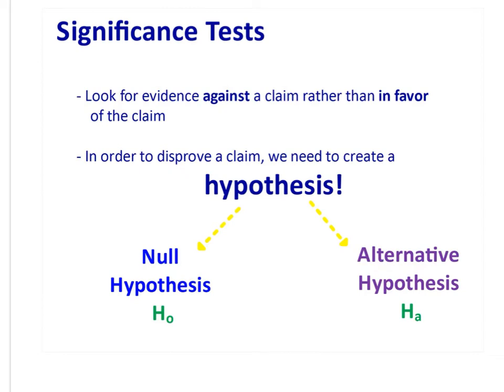So with significance tests, we look for evidence against a claim rather than in favor of it. So we're always looking to reject or fail to reject something, because we're looking for evidence against a claim. And in order to disprove a claim, we have to make a claim, or create hypotheses. We have two types of hypotheses: the null hypothesis, or the H0, and then the alternative hypothesis, or the HA.